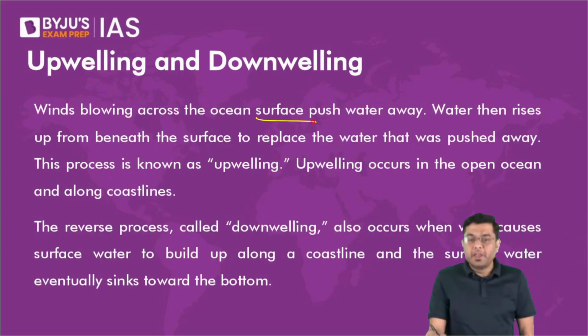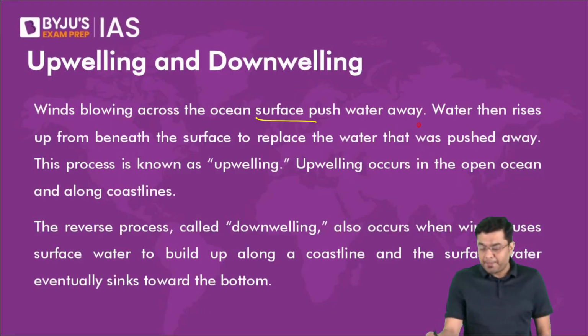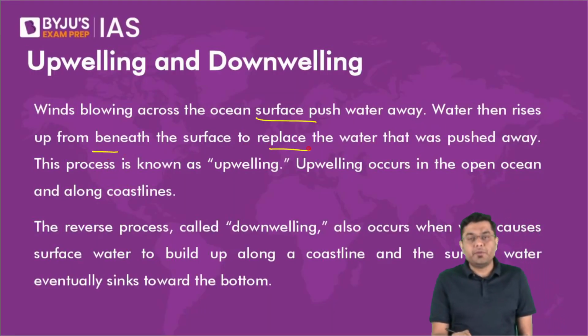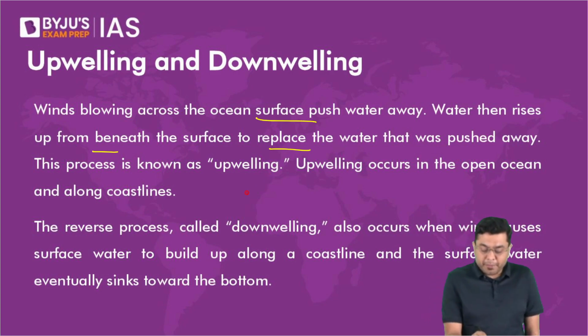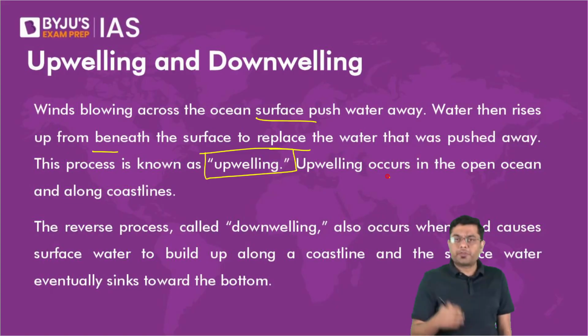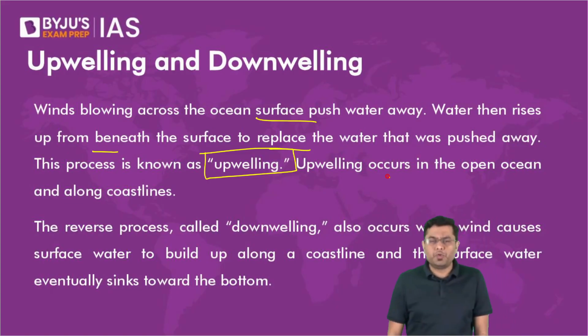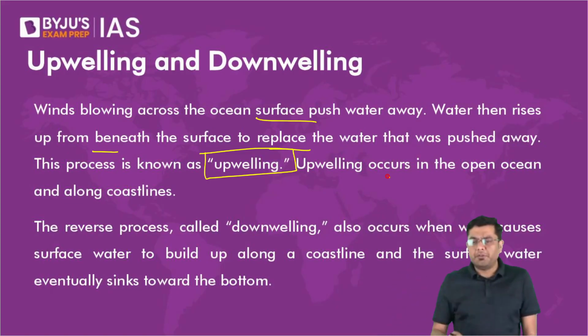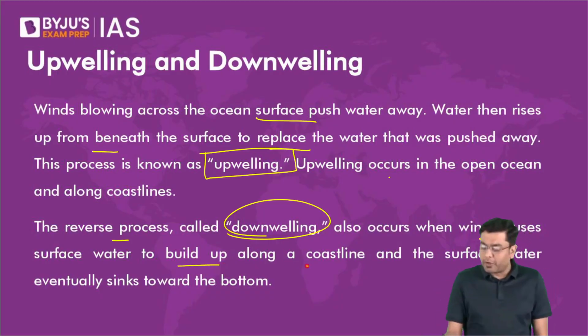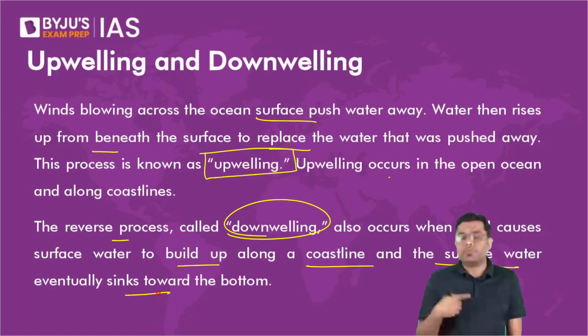ocean surface, they push the water away. Water then rises up from beneath the surface to replace the water that was pushed away. This process is known as upwelling. Upwelling occurs across coastlines or sometimes across the open ocean as well, wherever you have the wind pattern. Now, the reverse process called downwelling also occurs when wind causes surface water to build up across a coastline and the surface water eventually sinks towards the bottom.